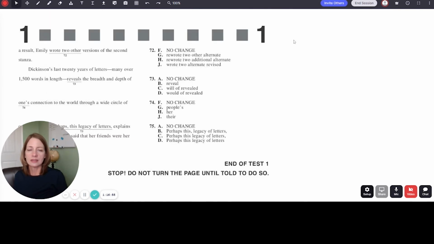As a result, Emily wrote 2 other versions of the second stanza. Okay, Emily wrote 2 other versions, rewrote 2 other alternate versions. So you don't want to be redundant here. You want to choose. So she wrote 2 other versions, wrote 2 alternate revised versions. No. Versions. Okay.